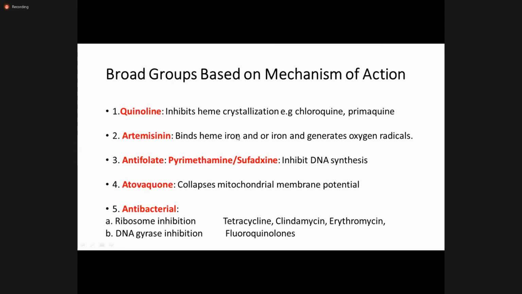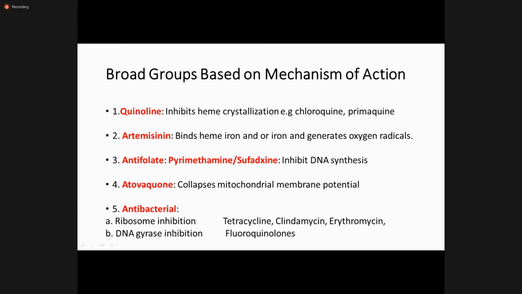So the mechanisms are different. One affects heme, the other works on free radical generation. Antifolate drugs, you always know that antifolate drugs basically inhibit DNA synthesis. So we have pyrimethamine and sulfadoxine. They affect through DNA synthesis. Atovaquone, this is a group that is quite near to this quinine group, but this also affects the mitochondrial membrane potential.